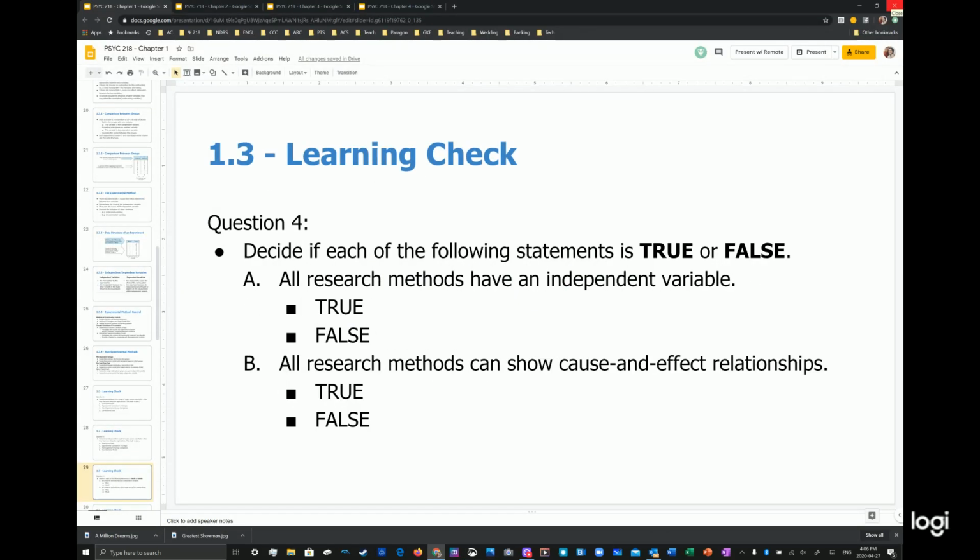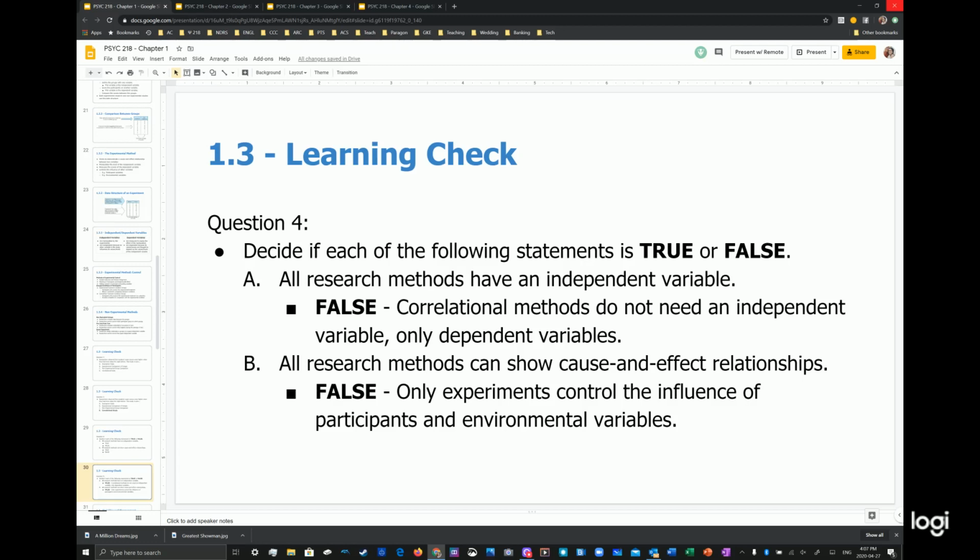Here's the last one for this part. Okay, so question 4 has 2 true-false questions. A, all research methods have an independent variable, true or false? And B, all research methods can show cause and effect relationships. Again, take a moment and think about the different types of variables. And if you remember, depending on the variables that you have, you would have different research methods. And vice versa, different research methods would have different types of variables. See if A is true, and think about the relationships between the variables and whether every single research method would show a cause and effect relationship.